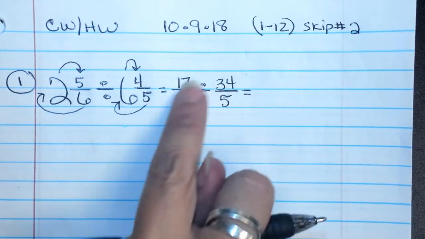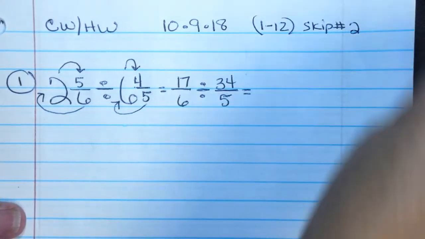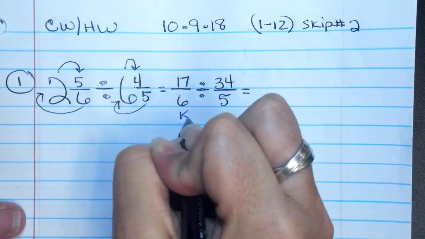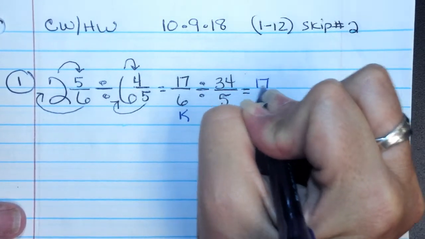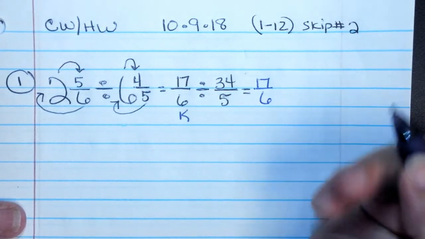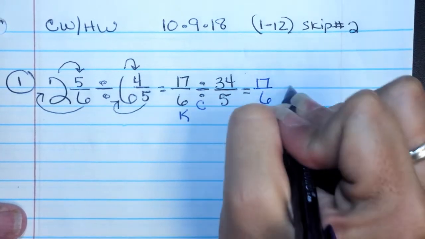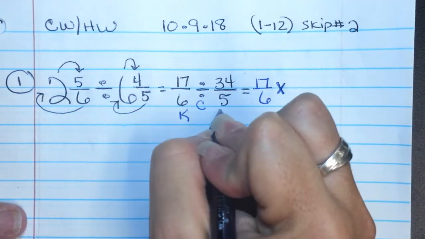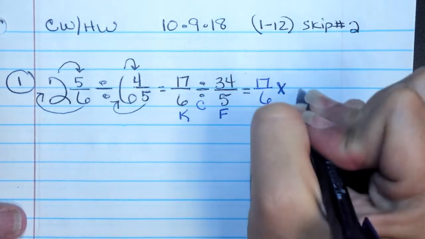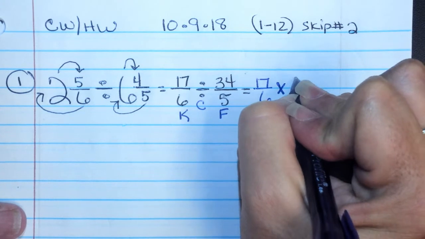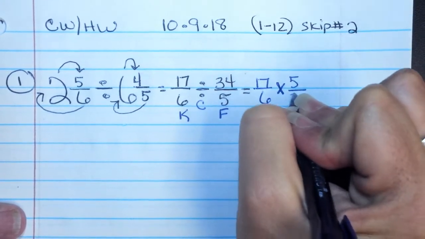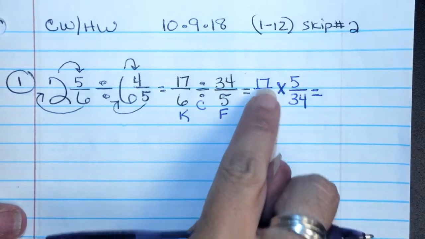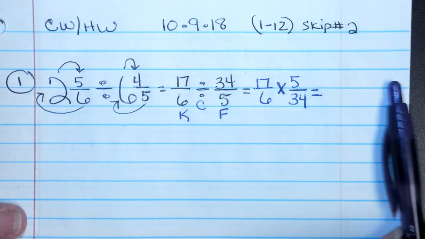So now I have it laid out nice and pretty. I am literally going to do keep, change, flip. I put a K here for keep, and I move over here and I write 17 sixths. I put a C for change, and I'm going to go over here and change it to multiply. And then I put an F for flip, and I go over here and I literally flip it over to 5 thirty-fourths. I'm triple checking. I have it written the same numbers.